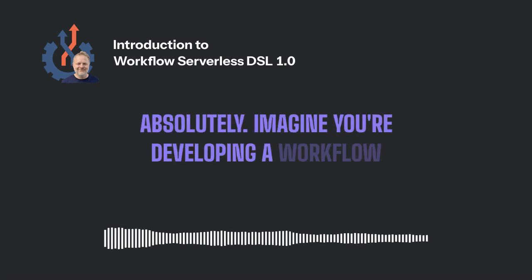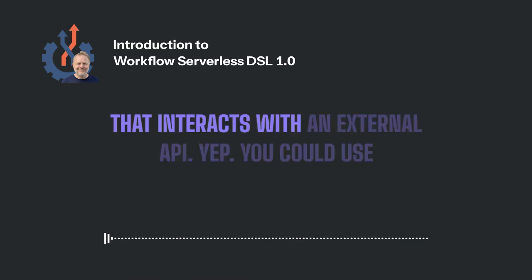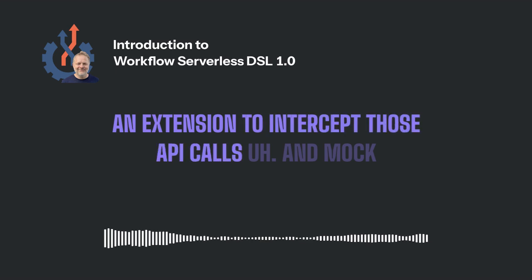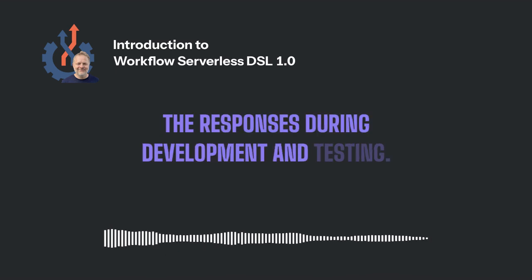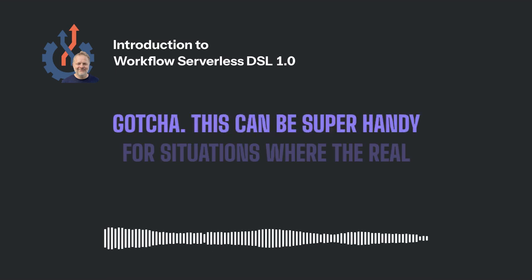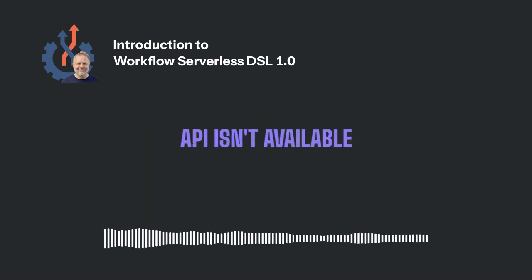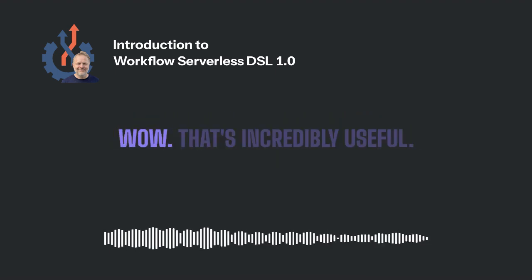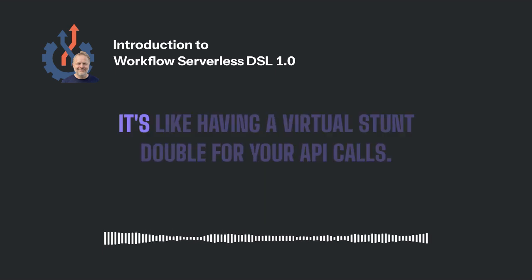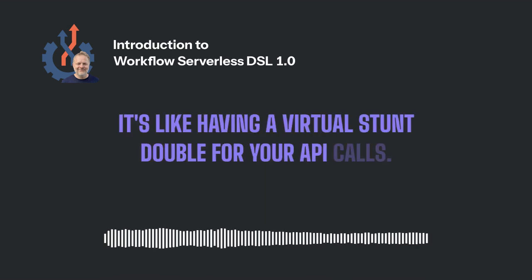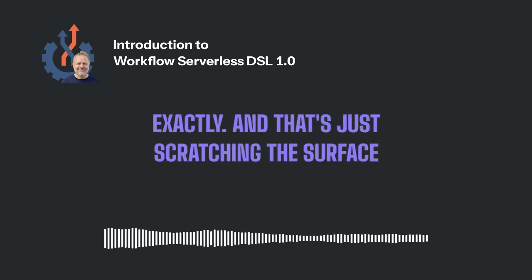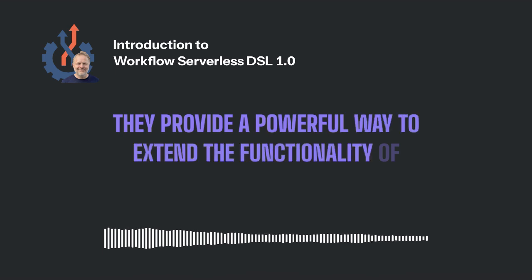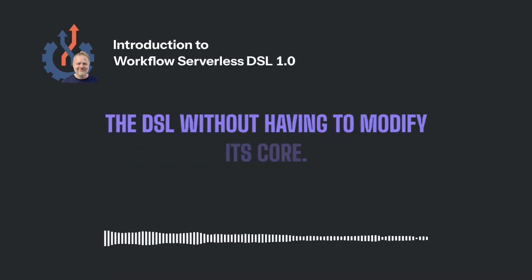Absolutely. Imagine you're developing a workflow that interacts with an external API. You could use an extension to intercept those API calls and mock the responses during development and testing. Gotcha. This can be super handy for situations where the real API isn't available, or you want to test specific scenarios without actually hitting the live service. Wow, that's incredibly useful. It's like having a virtual stunt double for your API calls. Exactly, and that's just scratching the surface of what's possible with extensions. They provide a powerful way to extend the functionality of the DSL without having to modify its core.